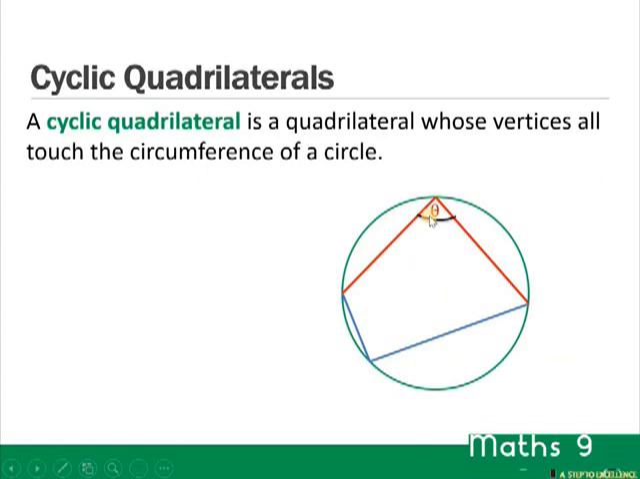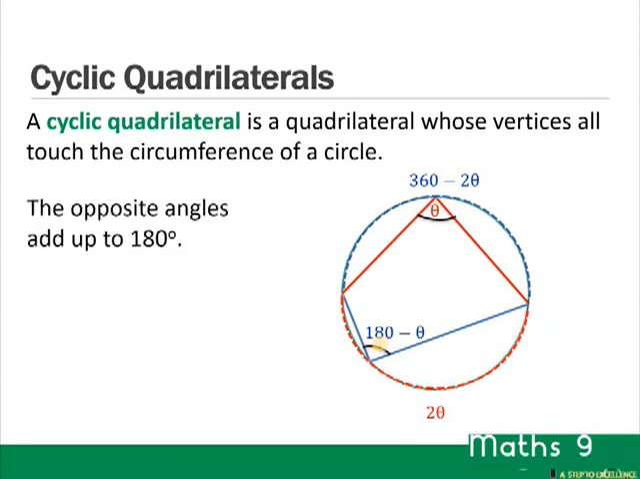If this angle here is theta, then the measure of this arc here is 2 theta, which means that the measure of the remaining arc is 360 minus 2 theta. But then that means that this angle here is half of that, so 180 minus theta. So we can see that the opposite angles in a cyclic quadrilateral add up to 180 degrees.